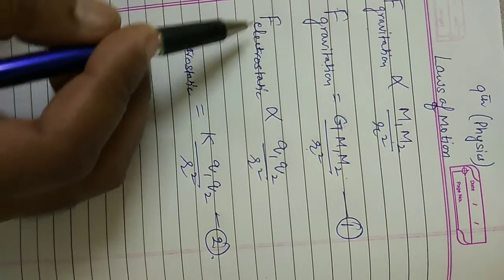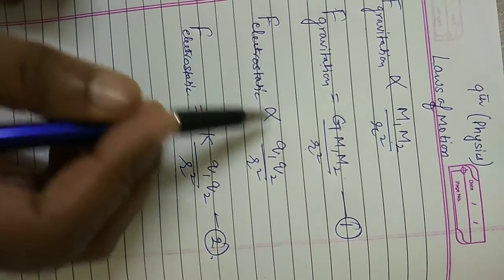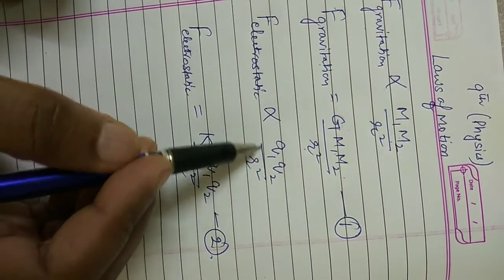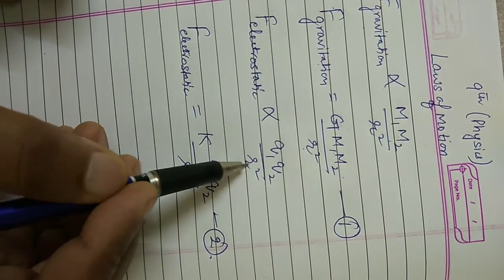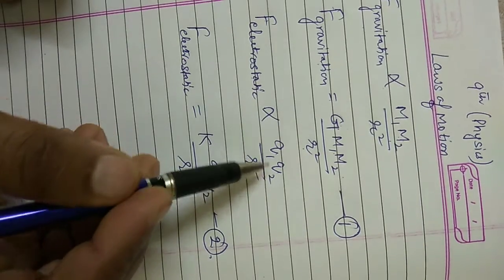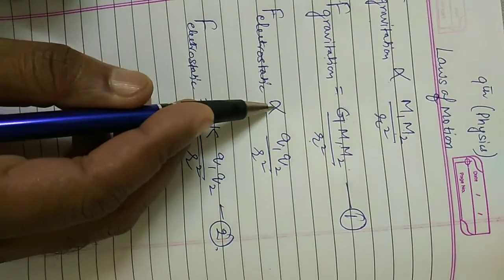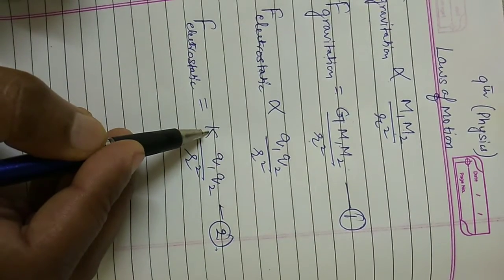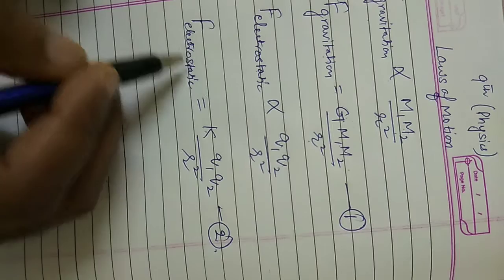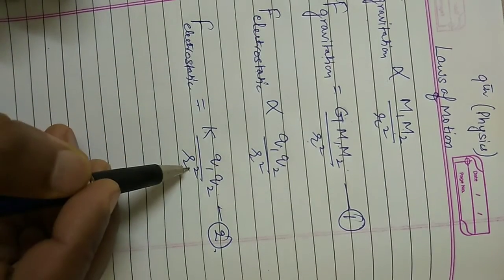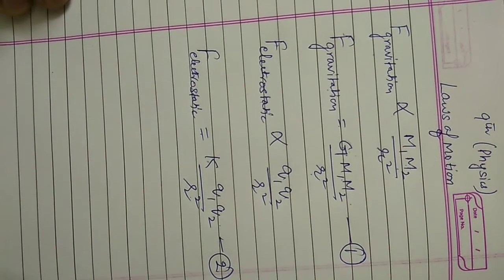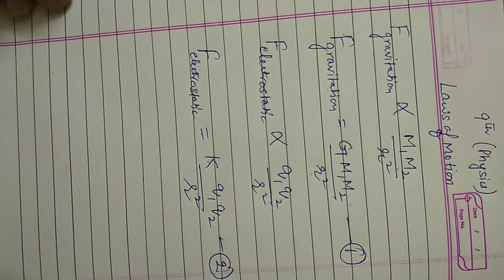Similarly, the electrostatic force is directly proportional to q1 q2, the product of charges, and inversely proportional to the square of the distance between these two charges. This directly proportional sign, if you replace with equal to, one constant of proportionality we have to introduce, that is k. So F electrostatic is equal to k q1 q2 upon r square. So these formulae you can keep in mind, so it will help you while solving the numericals.